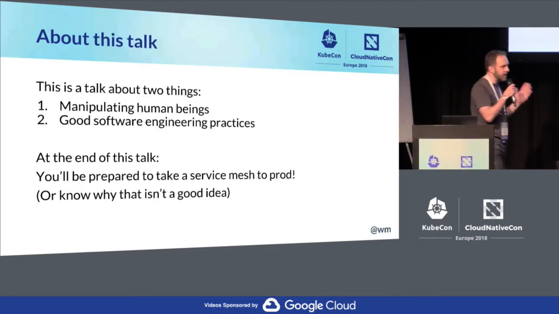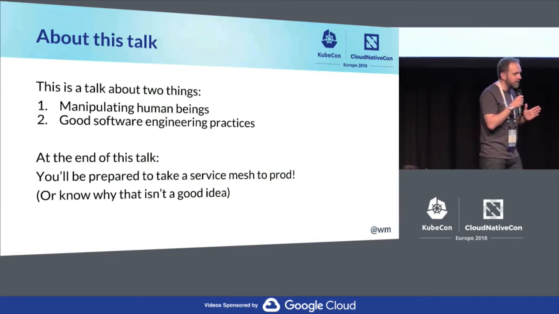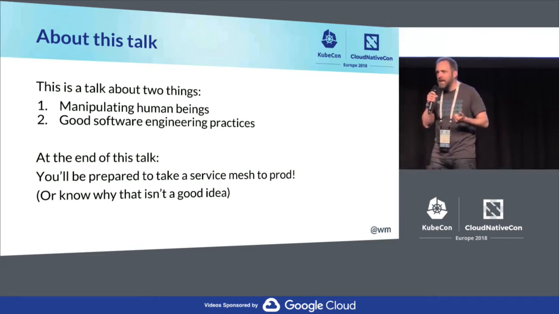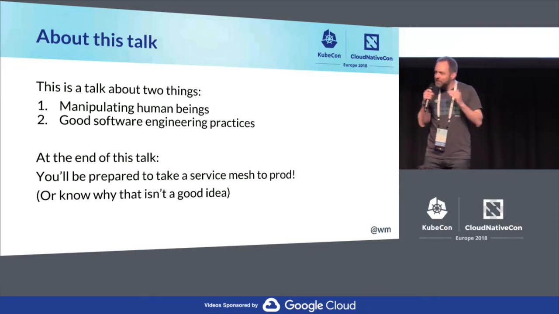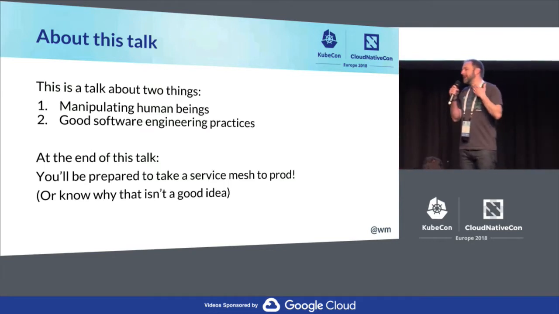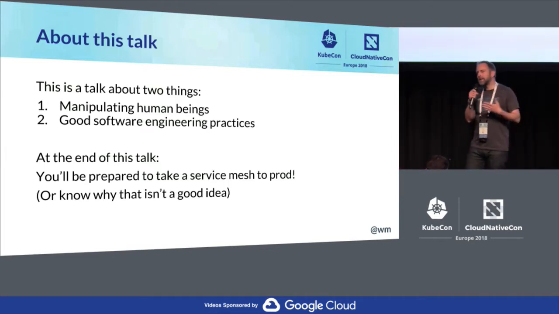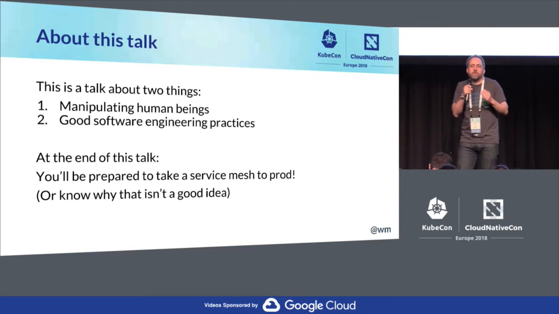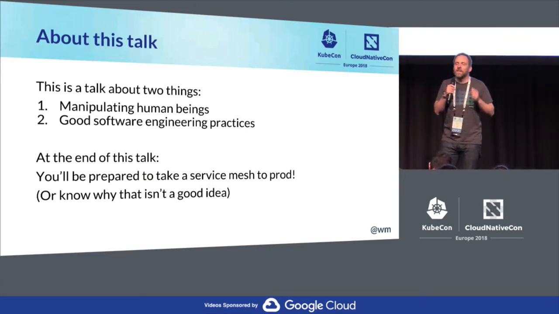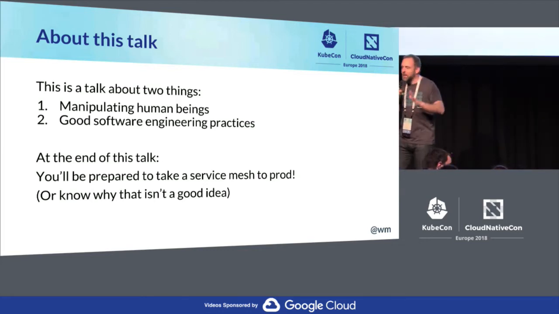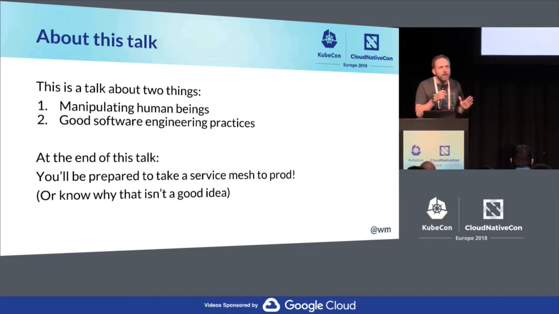This talk is going to be about two things. This is actually the first talk I've done for a long time that doesn't have a demo at the end. It's just going to be words. So the first thing is, it's going to be about manipulating human beings. And then the other part is it's going to be about good software engineering practices. A little bit of this is going to be service mesh specific, but in reality, getting a service mesh into production is not really that different from getting any other kind of complicated tech into production. It's maybe just a little bit more so, because where the service mesh sits is in a very mission critical part of the stack. So it's a little scarier. At the end of this talk, you will be prepared to do this, or you'll at least know why this is not a good idea.